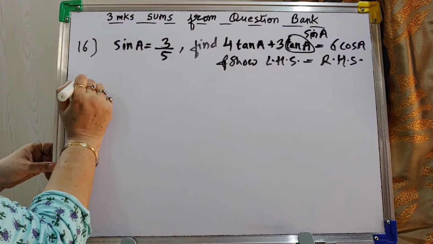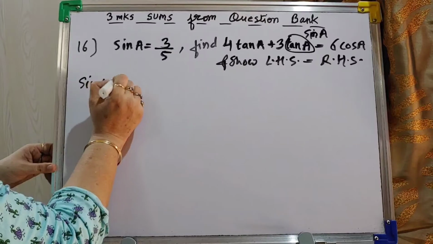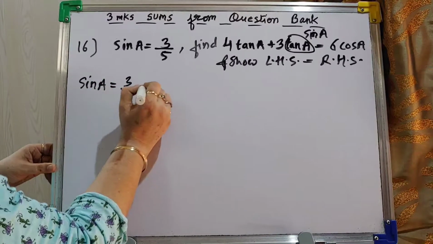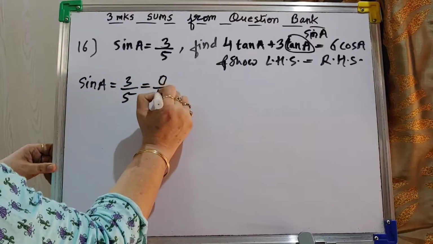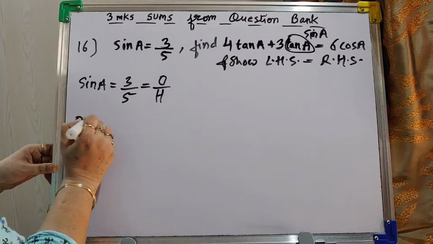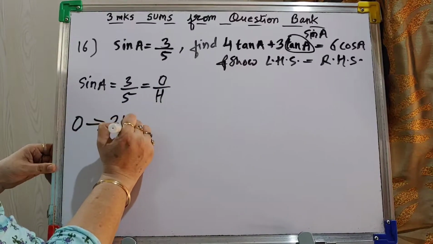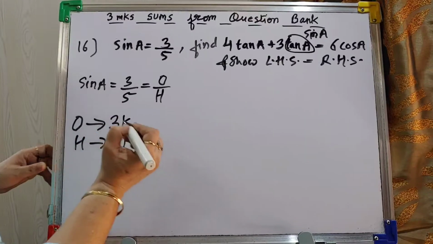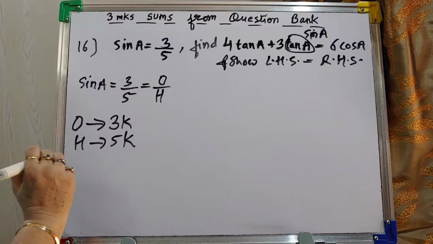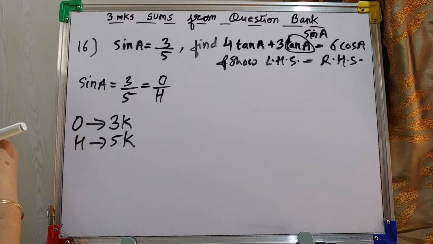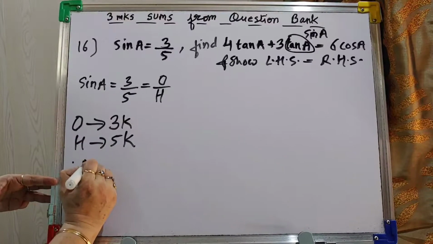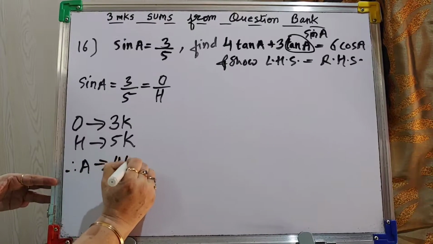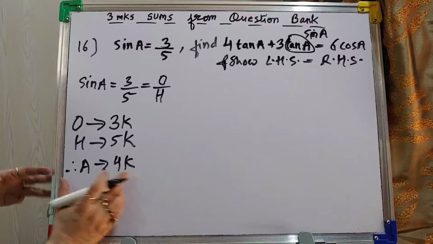Now, you know sin A is 3 by 5, which is opposite upon hypotenuse. So your opposite corresponds to 3K and hypotenuse corresponds to 5K. As I have done in the first sum, you can see in the video. Now, you will get adjacent as 4K. I am not calculating, I am writing directly.